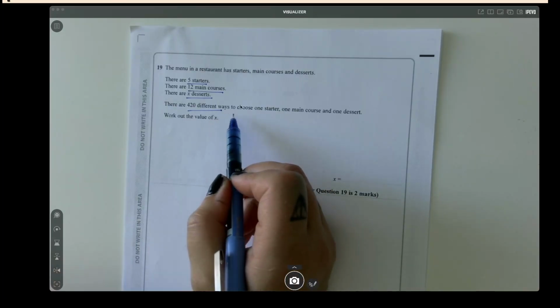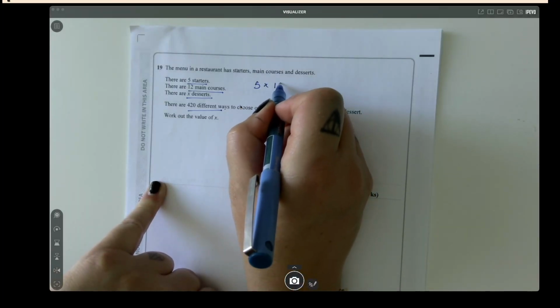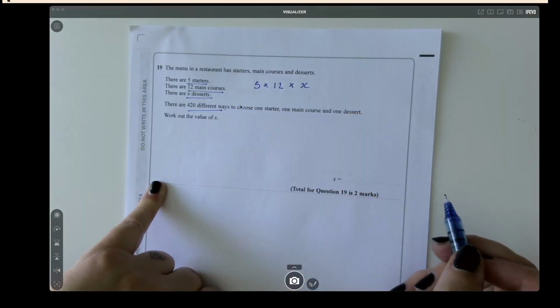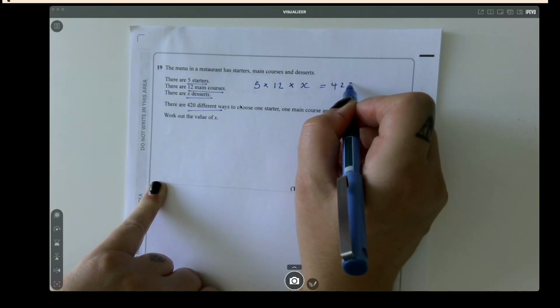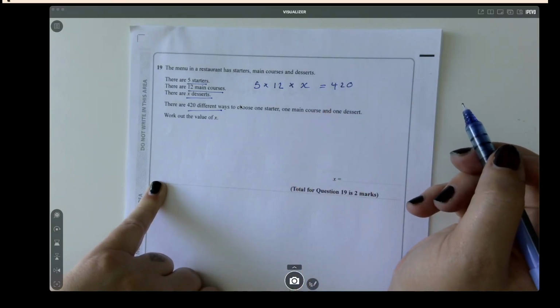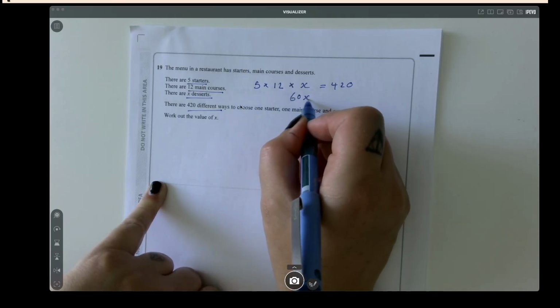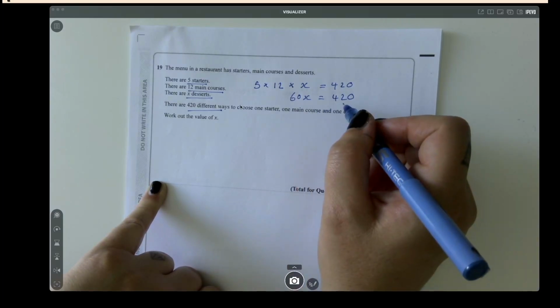To find out how many different ways there are to choose 1 of each, I would have done 5 starters multiplied by 12 mains multiplied by however many desserts we have. Okay, we don't know what X is, but that would have given me the answer of 420 different combinations. So if I simplify this a little bit, 5 times 12 is 60. So 60x is equal to 420. So now I can solve that for X.